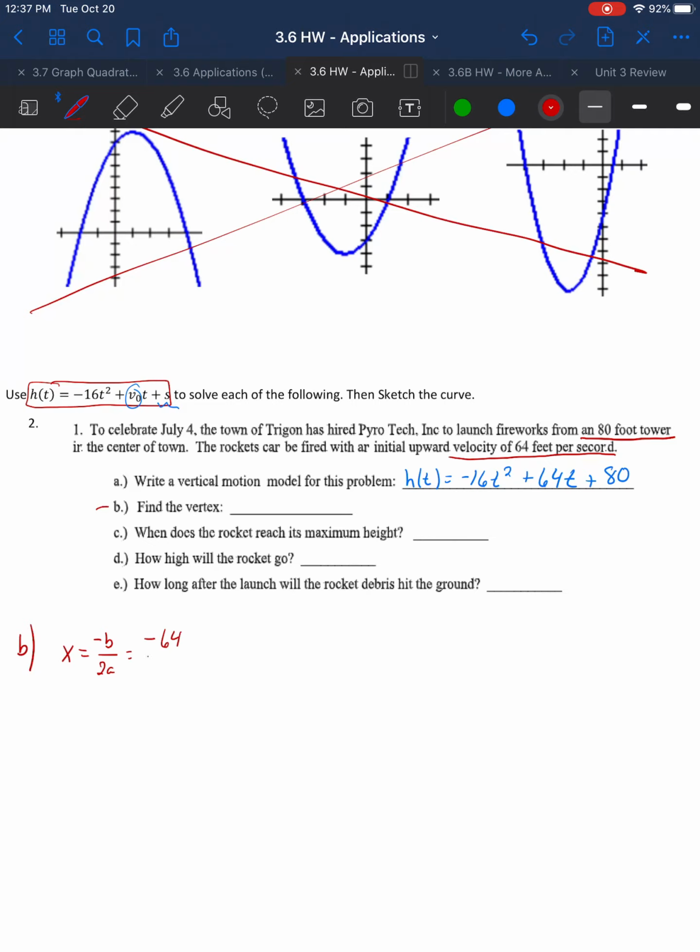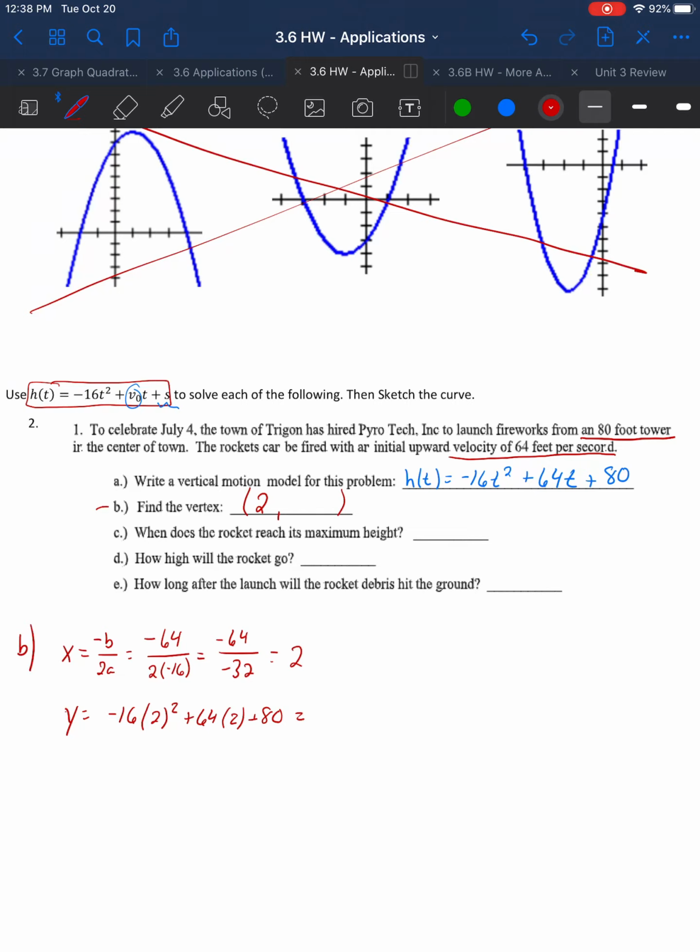Okay. Now to find our vertex. So here's part B. To find our vertex, my equation in A is standard form, so I'm going to first find x by doing my little baby formula. So I would have negative 64 over 2 times, what's A? Negative 16. So then I get negative 64 over negative 32, which gives me positive 2. So that's the x value of my vertex, comma.